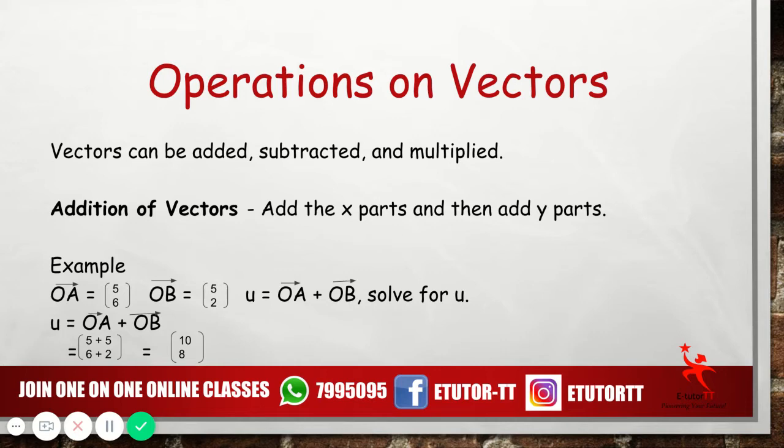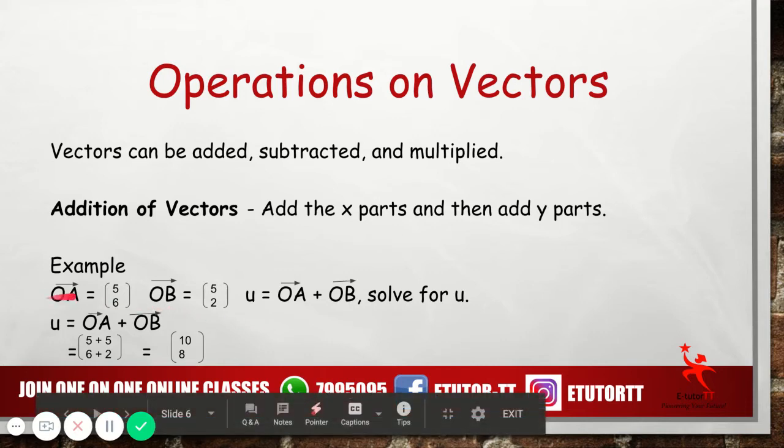Solve for U. So they give you U is equal to vector OA plus vector OB. So you simply take vector OA, which is 5, 6, and you add vector OB, which is 5, 2. So as I said up here, you add the x parts first. So 5 plus 5, you get 10. 6 plus 2, you get 8. Therefore, vector U is equal to 10, 8.